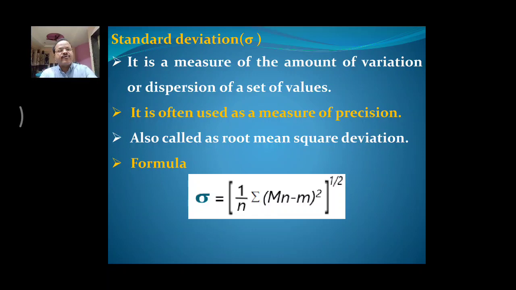and this is the formula to find out the standard deviation. Rho is equal to 1 by n, that is the number of results, into the summation of measurements, total number of measurements, minus mean, square, bracket raised to half. So this is the formula for determination of a standard deviation.